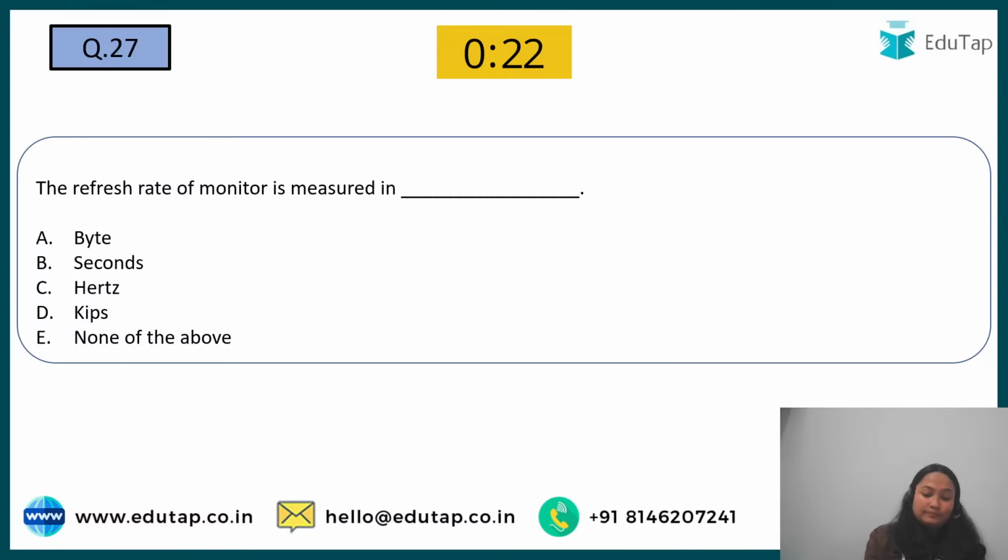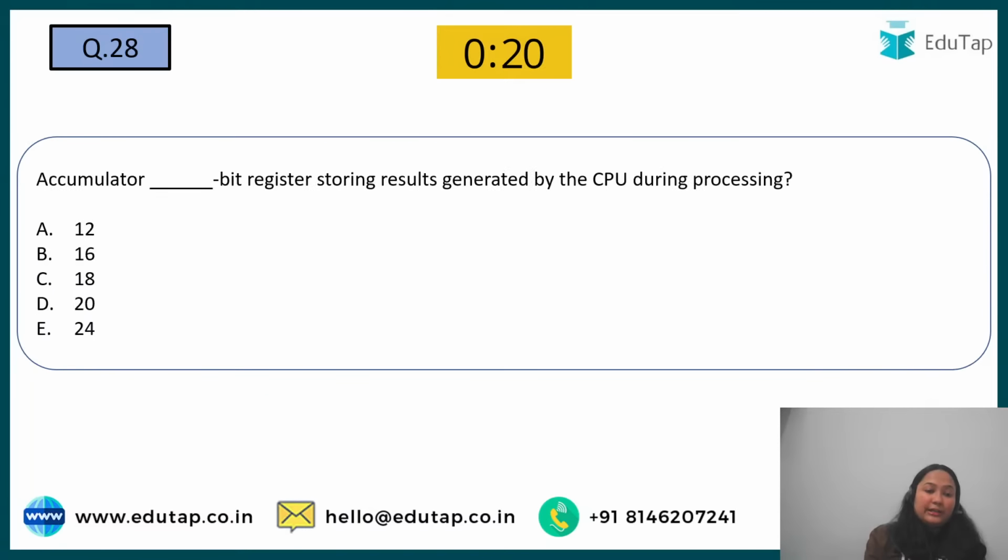Okay, very good. Now moving toward the next question. Accumulator is a dash bit register storing the result generated by the CPU during the process. Here I am going to discuss the work of the register, and in between you will have to give the answer. So students, a register is basically a unit of CPU. Although it is a type of memory, it is not part of main memory or secondary memory. It is a complete unit on its own.